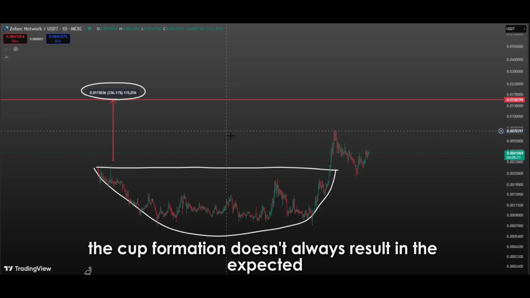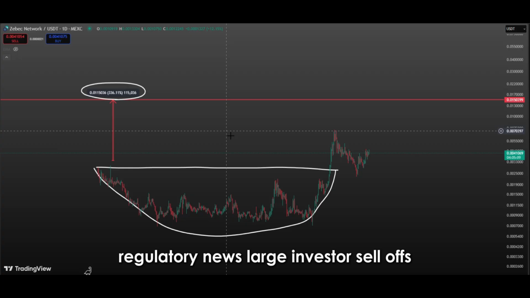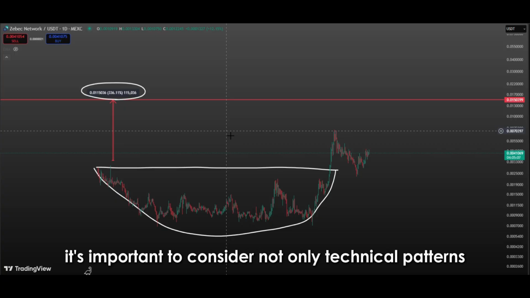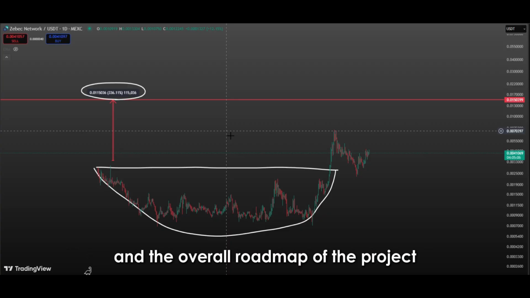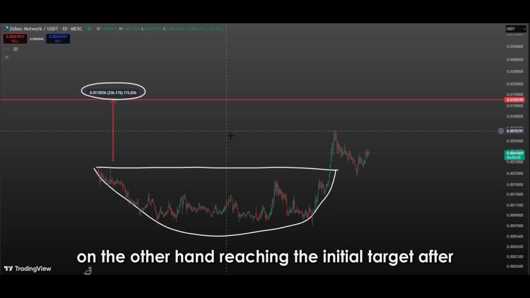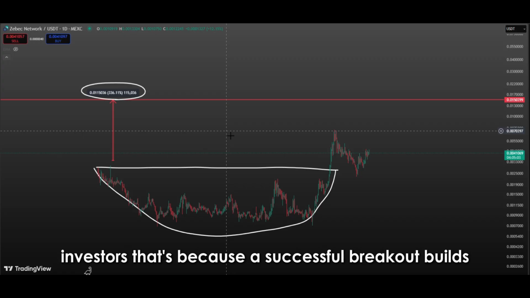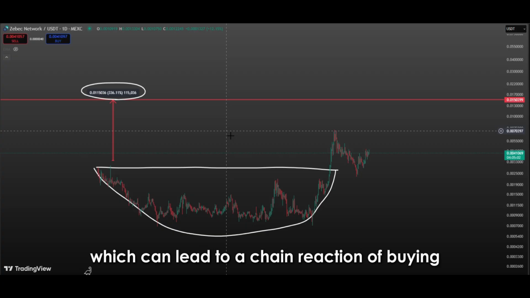Like any pattern, the cup formation doesn't always result in the expected movement. Macroeconomic developments, regulatory news, large investor sell-offs, or unexpected news events can cause sudden price reversals. Therefore, before investing, it's important to consider not only technical patterns but also fundamental analysis data and the overall roadmap of the project. On the other hand, reaching the initial target after a cup formation can often create new opportunities for long-term investors. That's because a successful breakout builds confidence in the market, which can lead to a chain reaction of buying.